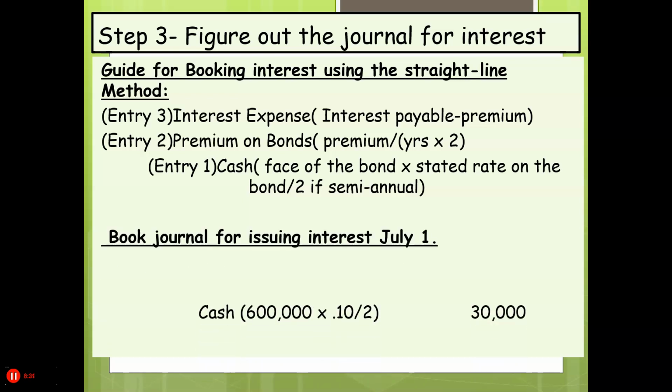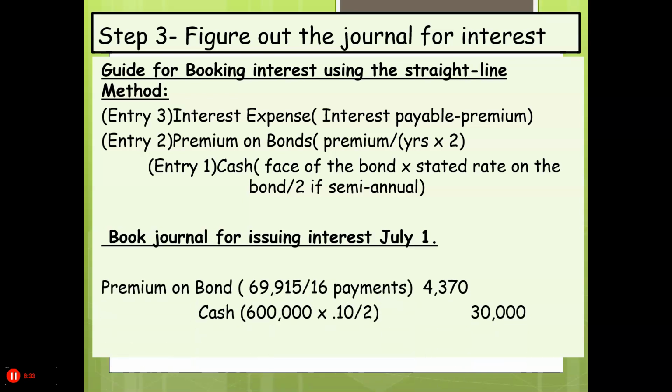When you're using the straight line method, it's exactly the same journal every time you book the interest. So, here's what our entry would have looked like. Remember, cash is always going to be the face amount of the bond, the amount that has to be paid back, times the stated rate divided by 2 if semi-annual interest payments. Then we're going to amortize the premium on bond. In this case, we're going to do it over 16 periods because it's 8 years, twice a year. And then we're going to subtract them. Now remember, when you issue a bond at a premium, your interest expense is going to be less than the cash.